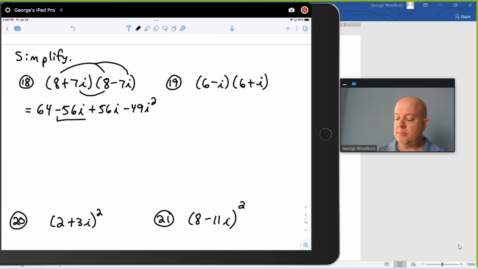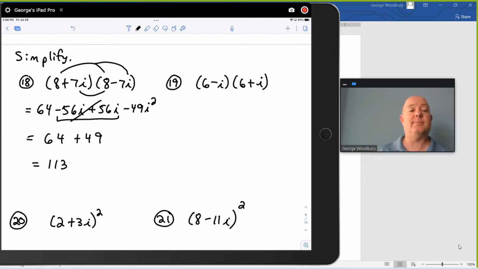Notice that the two terms in the middle are opposites of each other. And when we combine those, they will combine to be 0. That means that this is not going to be an imaginary number. Our answer is going to be a real number, because minus 49i squared can be rewritten as plus 49. And 64 plus 49 is the real number 113.